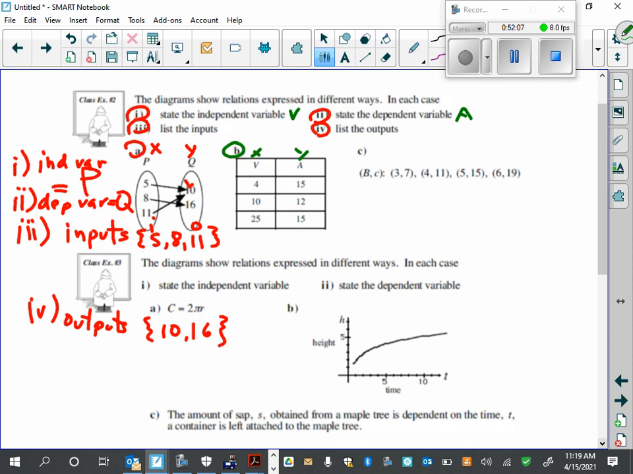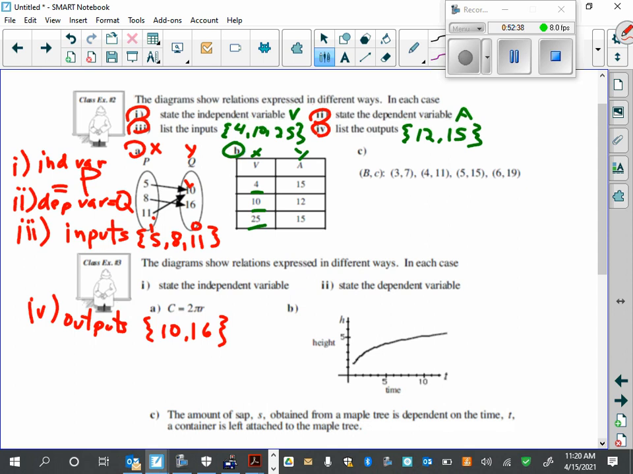And what are the inputs? The inputs are the X values, so 4, 10, and 25. And the outputs are 12 and 15. You don't put 15 twice. If you put 15 in twice, just cross it out. You only need to put it once, because you're saying 15 is a value of Y. You don't need to say 15 is also a value of Y. Just have to say it once.